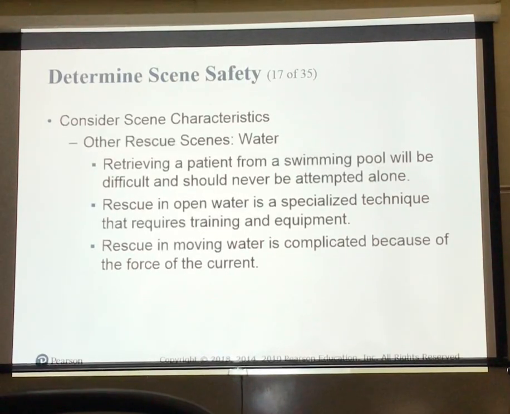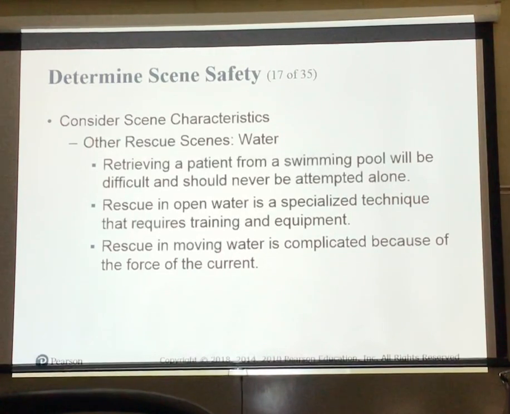Drownings are a common reason for the dispatch of an EMT team, but water can also be a factor in other types of calls. Always proceed with caution in situations where water is a factor. If you're faced with a situation beyond your capability to handle, summon and wait for backup from those with proper training and equipment. Swimming pools present a major challenge. The patient will be visible, but if you are untrained in water rescue, retrieving the patient will be difficult and should never be attempted alone.